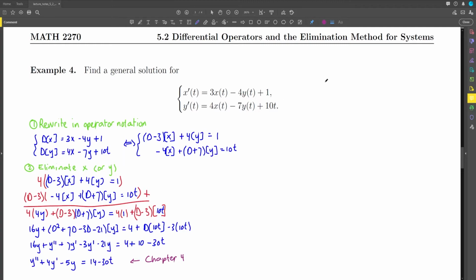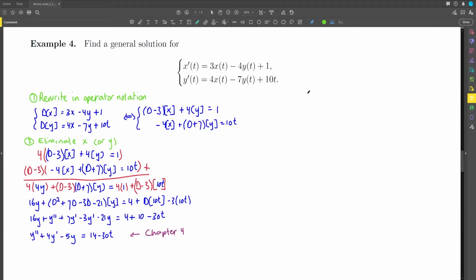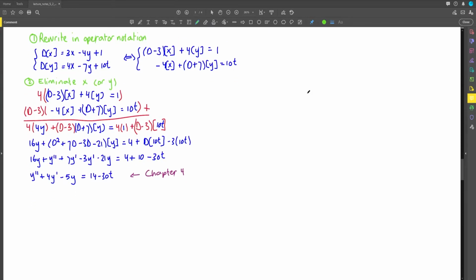So what we need to do in order to solve this, which will be our third step here, is we're going to need to solve the homogeneous equation, and then we need to find a particular solution. So the third step is we're going to solve for y, or x if you solved for x in the second step.